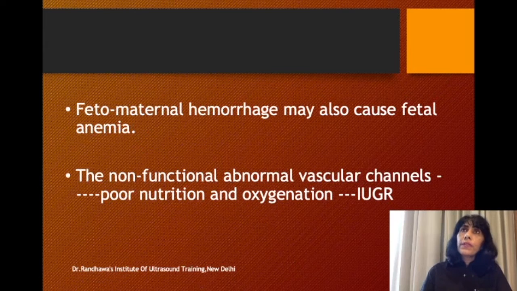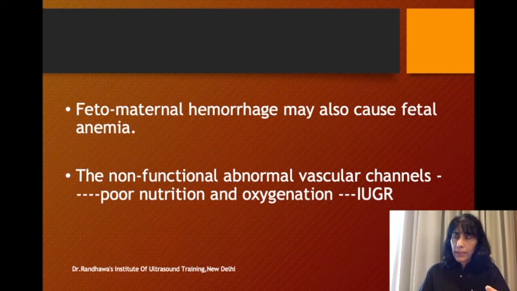Then, because of the mixture of the blood between the fetus and the mother, there may be feto-maternal hemorrhages, and that may lead to fetal anemia. Because I told you there are arteriovenous connections there. And then what happens? A part of the placenta will be non-functional. It will not be working well because there is a large area which is abnormal. So the nutrition may become poor to the fetus, oxygenation may become poor to the fetus, and as a result, it will lead to IUGR, intrauterine growth restriction.